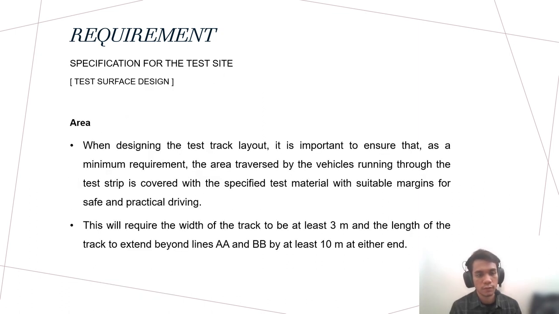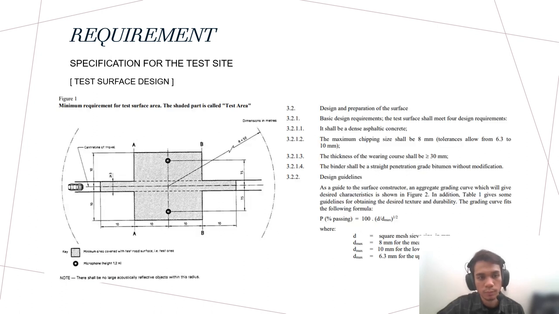Okay, so for the area: when designing the test track layout, it is important to ensure that, as a minimum requirement, the area traversed by the vehicles running through the test strip is covered with the specified test material with suitable margins for safe and practical driving. This requires the width of the track to be at least 3 meters and the length of the track to extend beyond lines AA and BB by at least 10 meters at either end. As shown before, this is the specification of the test site, which is the test surface.